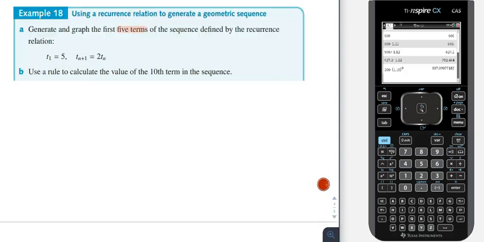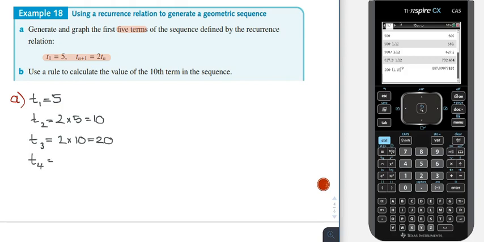For example, generate and graph the first 5 terms of the sequence defined by the recurrence relationship, where term 1 is 5 and term n plus 1 is 2 times term n. Basically, each subsequent term is 2 times the previous term. So to find each term, we literally just do that. Term 1 is 5, term 2 is 10, term 3 is 20, term 4 is 40, and you could keep going with that as well.